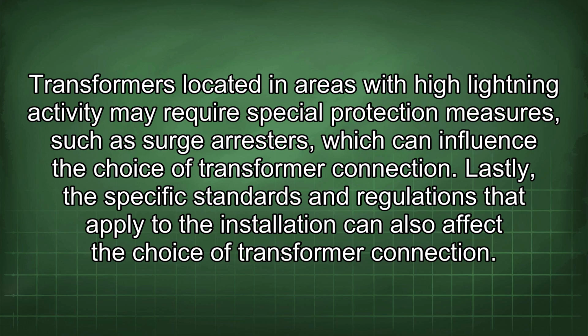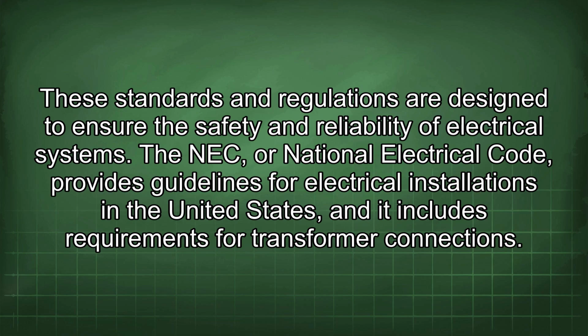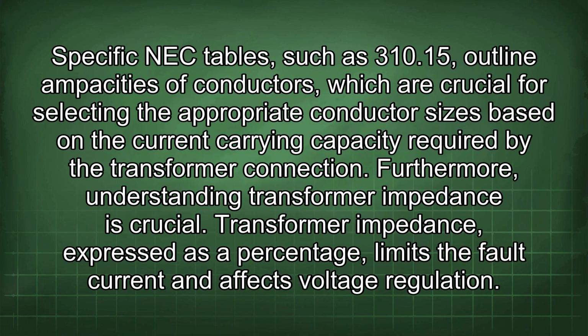Lastly, the specific standards and regulations that apply to the installation can also affect the choice of transformer connection. These standards and regulations are designed to ensure the safety and reliability of electrical systems. The NEC, or National Electrical Code, provides guidelines for electrical installations in the United States, and it includes requirements for transformer connections. Specific NEC tables such as 310.15 outline ampacities of conductors, which are crucial for selecting the appropriate conductor sizes based on the current carrying capacity required by the transformer connection.